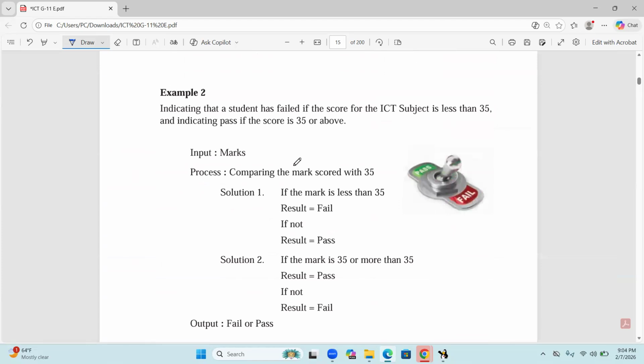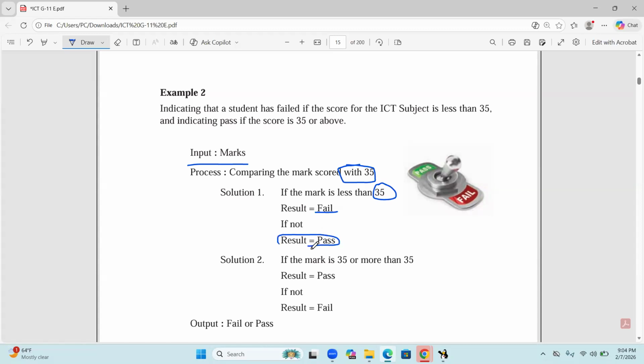Indicating a student has failed if the score for the ICT subject is less than 35, and indicating pass if the score is 35 or above. So input is marks. Process: compare the marks with the criteria marks 35. If the marks is less than 35, the output should be fail. Otherwise, the output is pass.